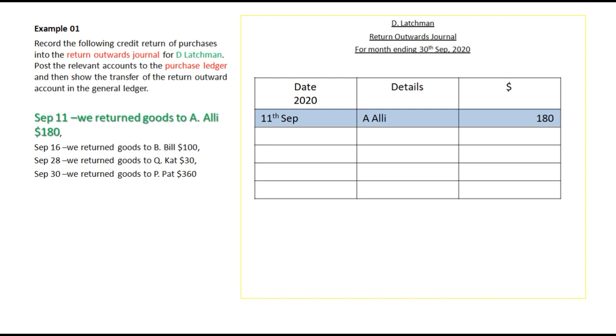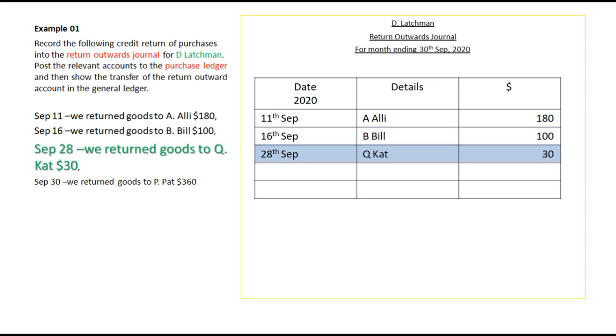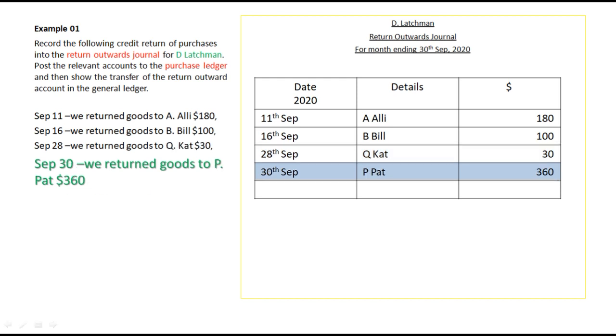And who are we returning goods to? We're returning it to A. Ali, so we write in the detail column A. Ali. And how much of goods are we returning? We're returning $180 worth of goods. Then the second transaction, the 16th of September, we return it to B. Bill, $100 worth of goods. The 28th of September, we return to QCAT, $30 of goods.